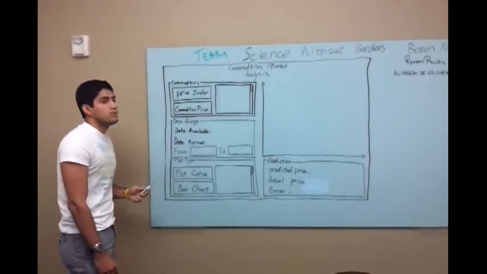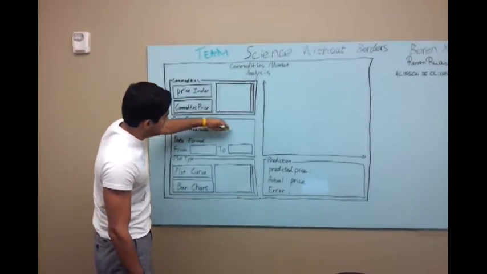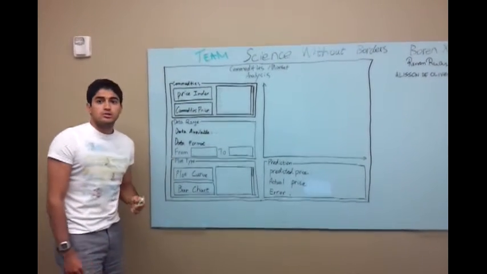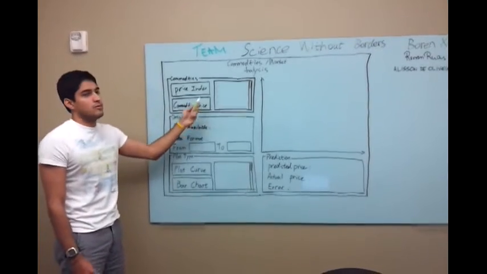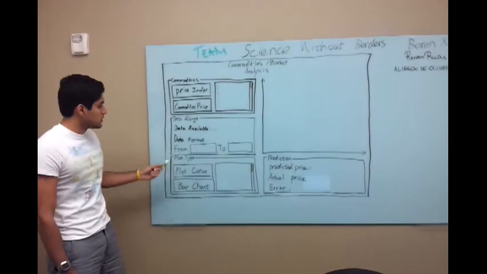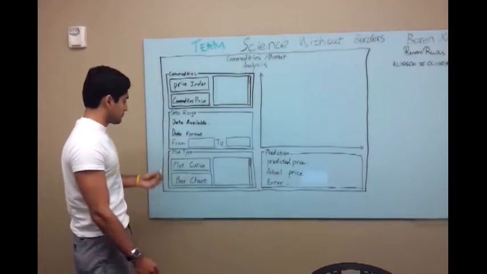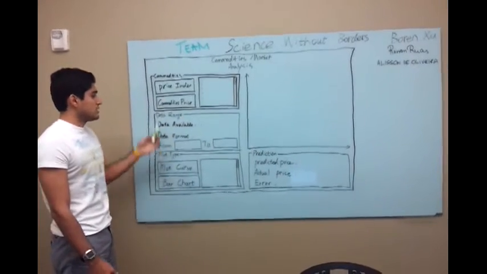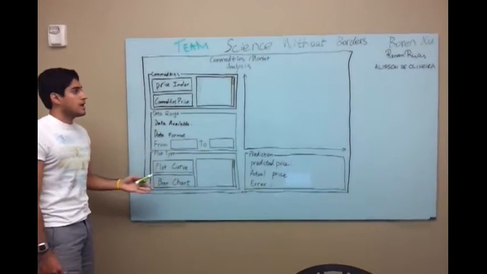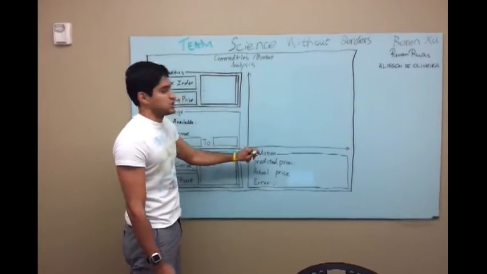After you decide what you want, the range for data will be set here, so you have data available for each commodity. After that, you have to decide what data range you want, so you come here and put the data. With all this information, you can decide the kind of plot you want and get the results here. Here you have the graph, and after that you have the prediction.